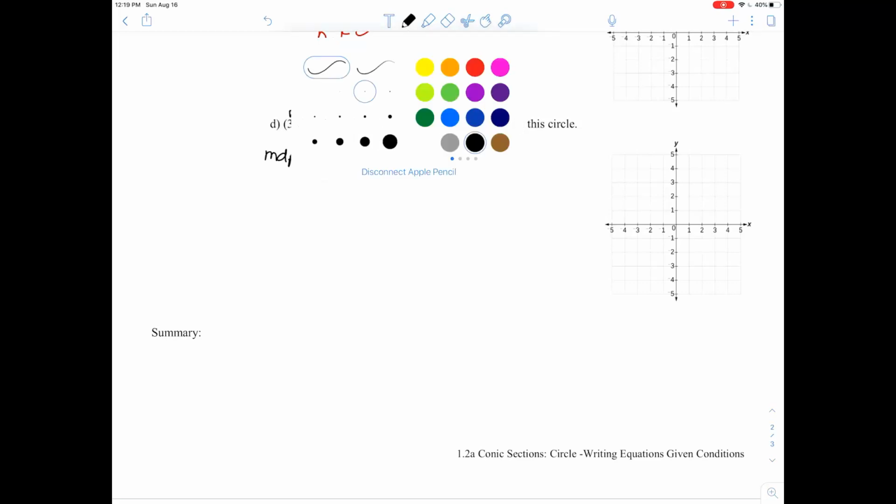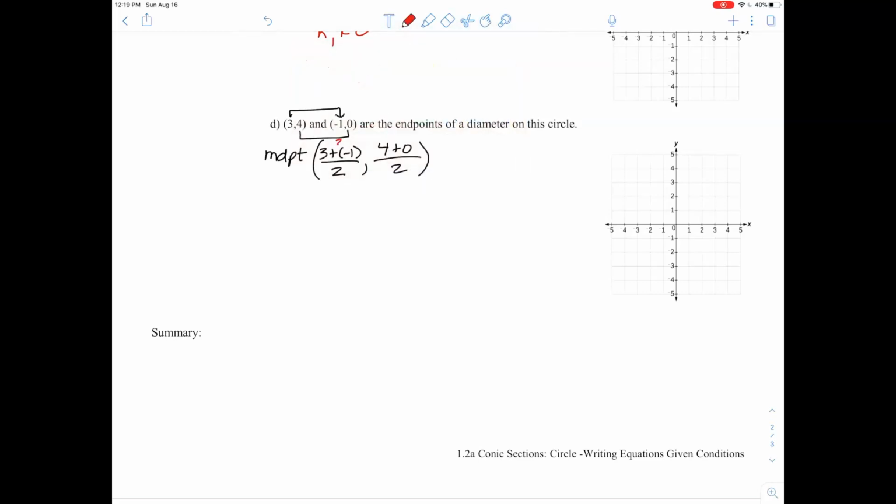Right, and if you don't mind, I'm going to be just a little bit efficient here. So that would be 2 over 2, which is 1. And this would be 4 over 2, which is 2. So that would be our midpoint of our diameter, which would be our center. So there's our HK. So we have the first thing there.